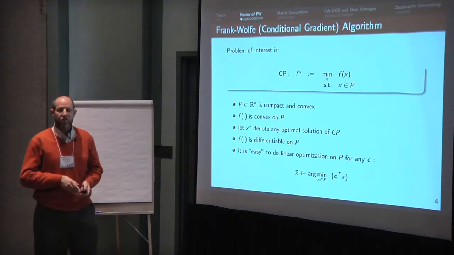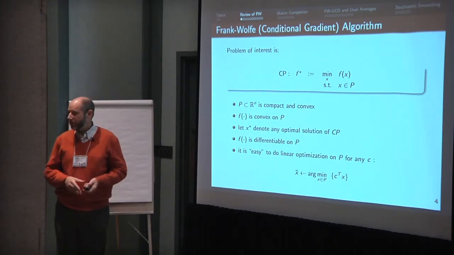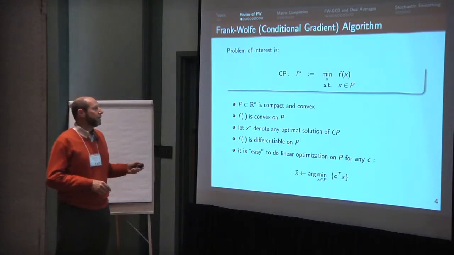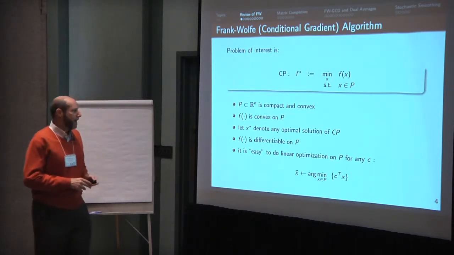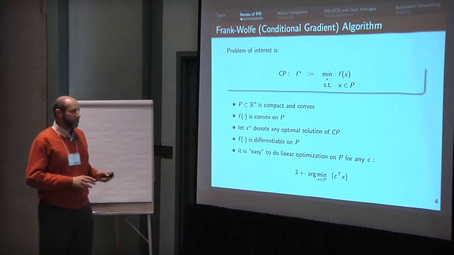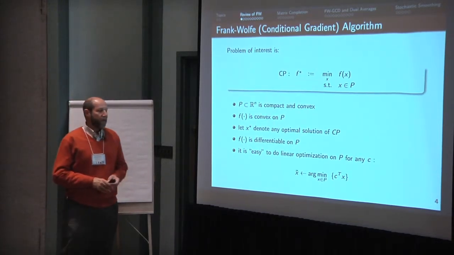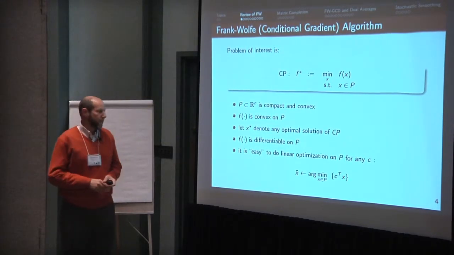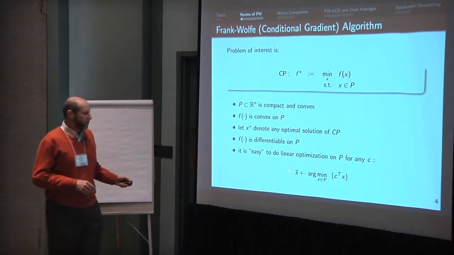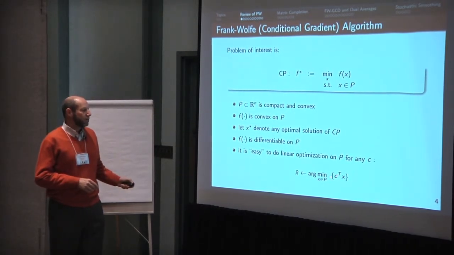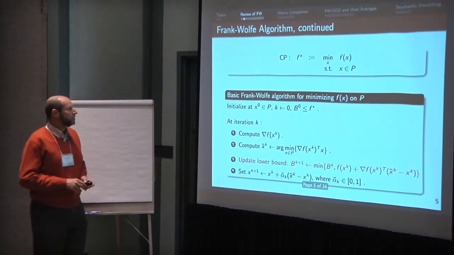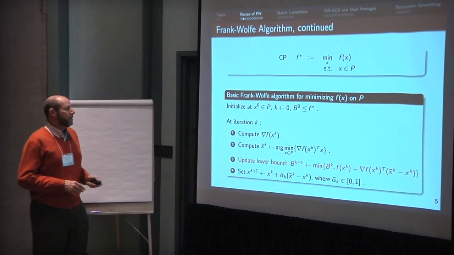So here's the method in my version of the notation. The problem of interest is a convex problem: F star is the minimum of f of x subject to x in some ground set P. P is convex and compact. F is convex on P. Let x star be any optimal solution. We assume f is differentiable on P, and we assume it is easy to do linear optimization on P for any objective function c. So I can easily solve this problem: argmin of some linear objective on the set P, and the solution will be x tilde. So there's the problem again, and then here's the method.